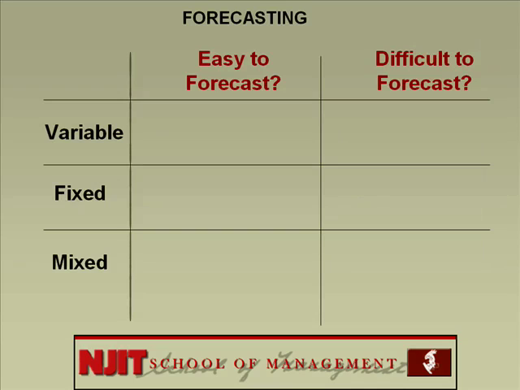If you know a cost is variable, is it easy to forecast or difficult to forecast? If you know a cost is fixed, is it easy to forecast or difficult to forecast? If a cost is mixed, which means it's got both variable and fixed, is it easy to forecast or difficult to forecast?